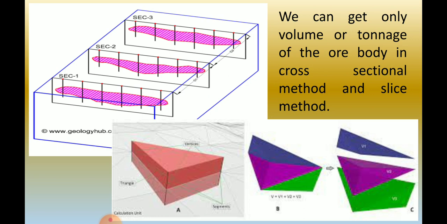When we calculate the quantity of that ore or mineral from the ore body, there are methods like the cross section method and the slice method. We get only the volume of that ore body. When we apply the specific gravity on that volume, we get the tonnage of that ore body, meaning the quantity of that ore body.